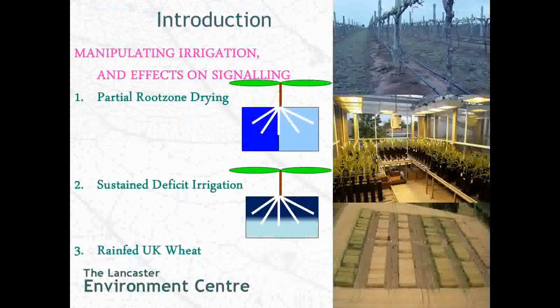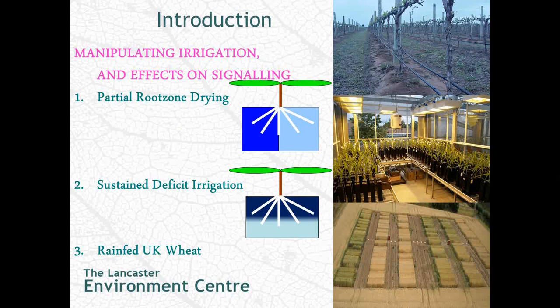So today I wanted to cover three case studies. One, a technique known as partial root zone drying, which I suspect some of you may have heard me talk about before. More recently, we've been doing some work on what we would call sustained deficit irrigation. And lastly, I want to consider some of our more recent work on rain-fed wheat in the UK and how root angle may be important in this particular system. I guess the overall theme then is manipulating irrigation to try and understand its impact on root shoot signalling.